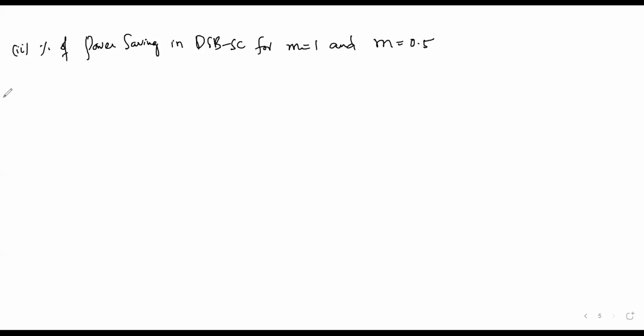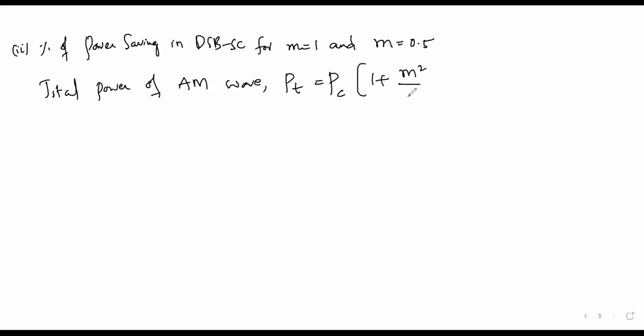In order to calculate that, we have to get the total power of AM. So we have to compare this with AM. Only in that case we can understand how much of the power is saved. So the total power of AM wave is given by PT equal to PC into 1 plus M square by 2. Don't get confused, even if we have considered mu. Both are same. M and mu represent the modulation index.